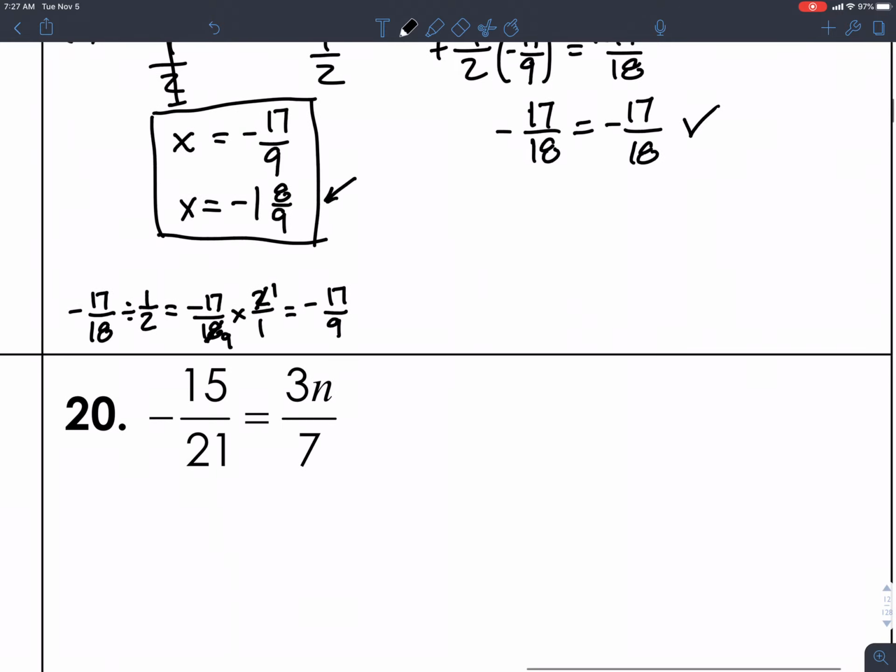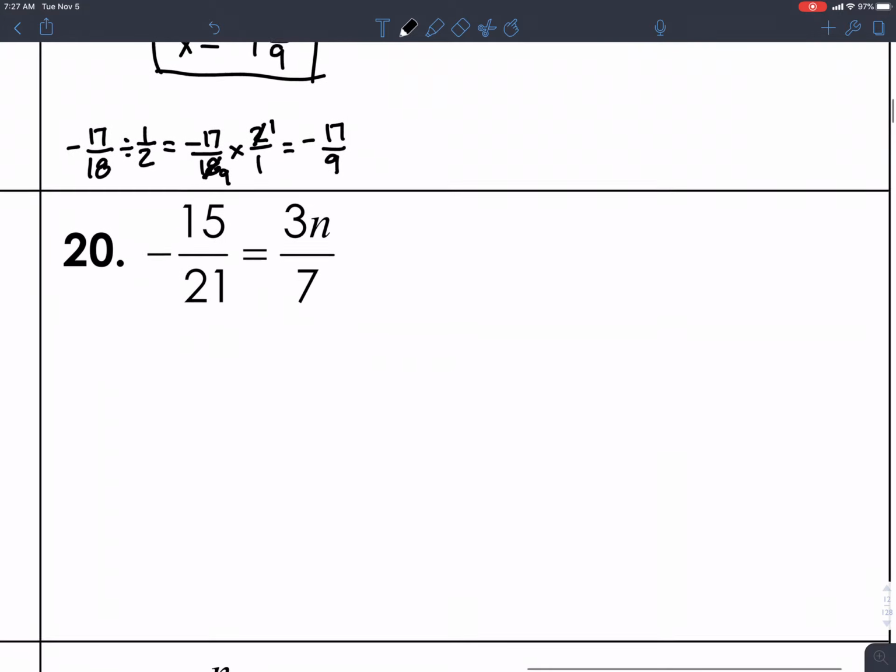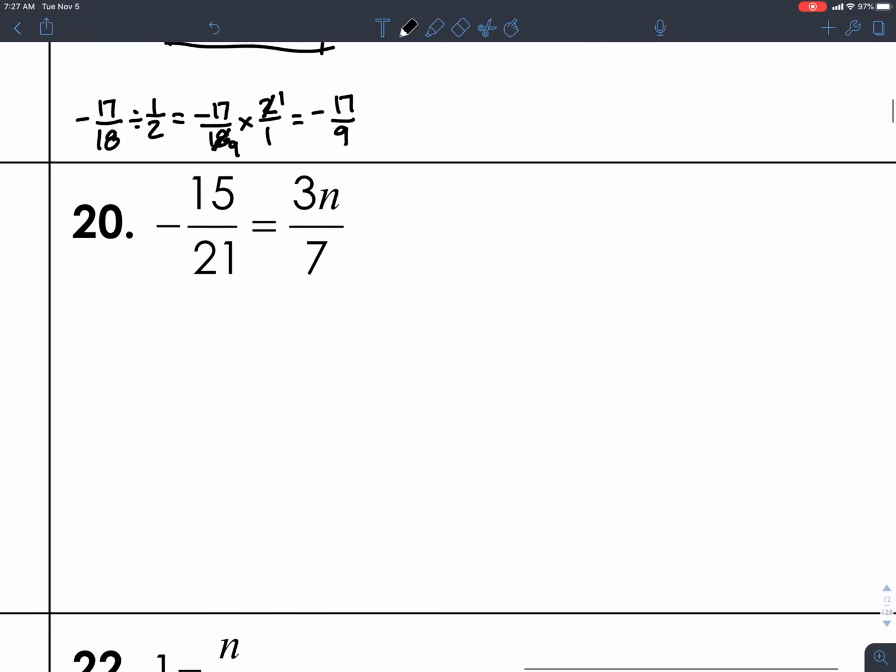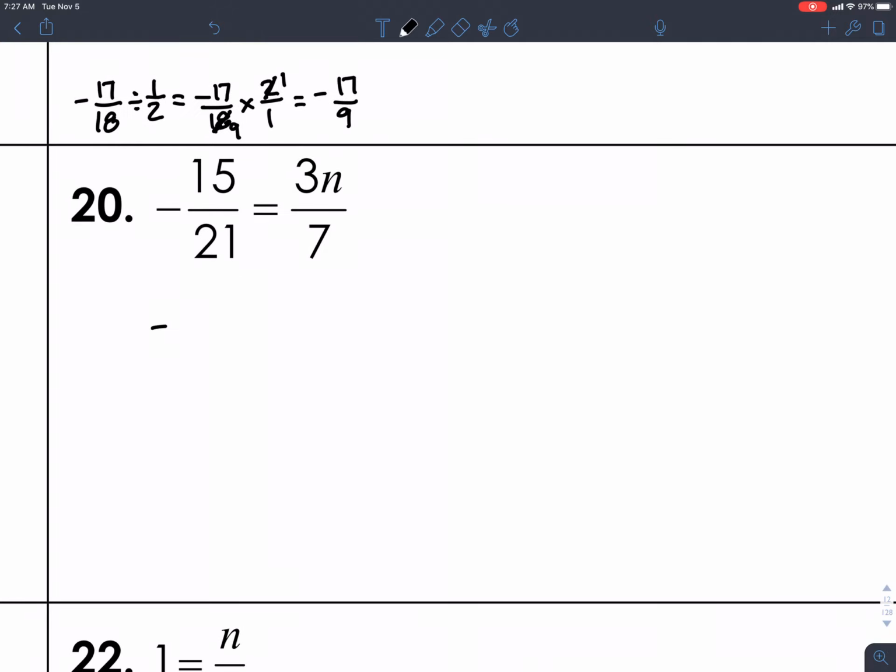Let's go on to number 20. So number 20 is weird. I'll give you that. I'm going to rewrite it so maybe it makes a little more sense. Okay? Negative 15 over 21 is equal to, and this is the same thing, 3/7 n, oops, not m, sorry, n. Same thing. Okay, now we look at this, it's a little bit simpler to understand now. And all we got to do is divide by 3/7 again. Okay?